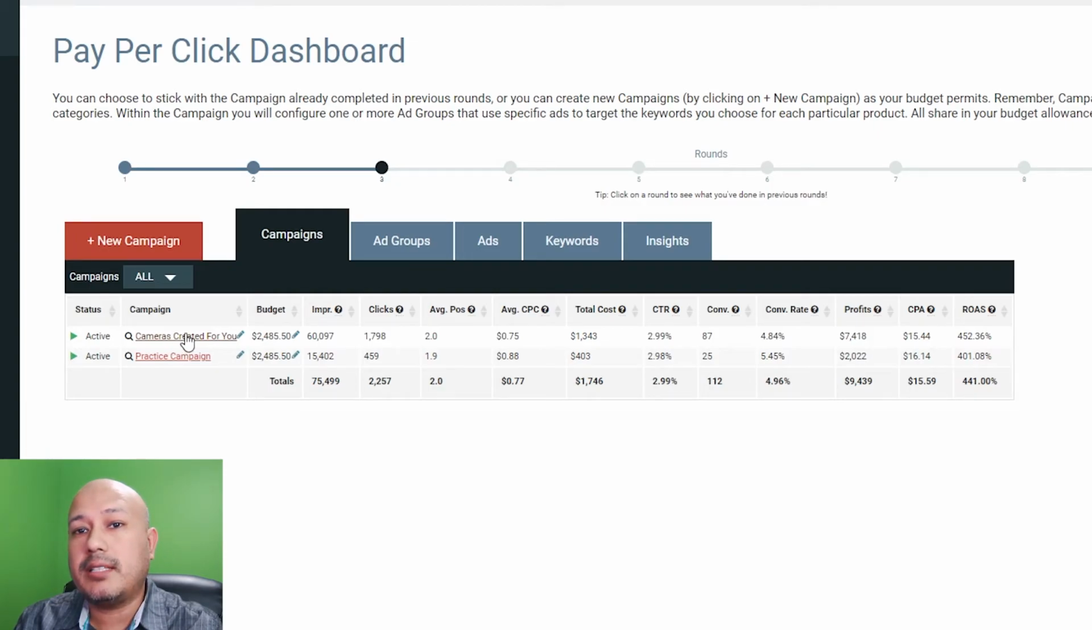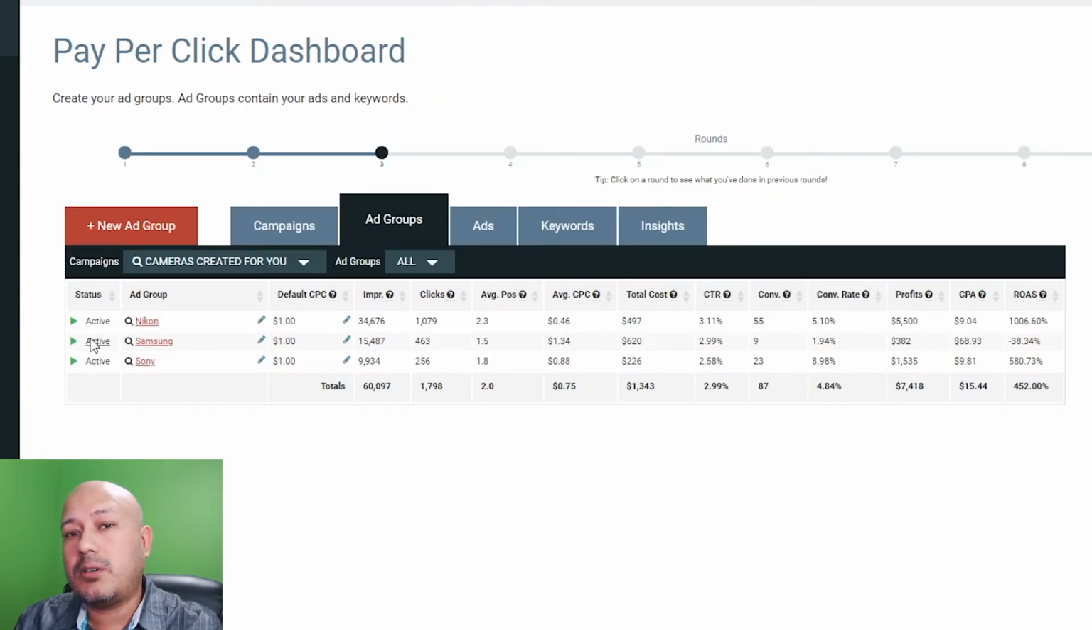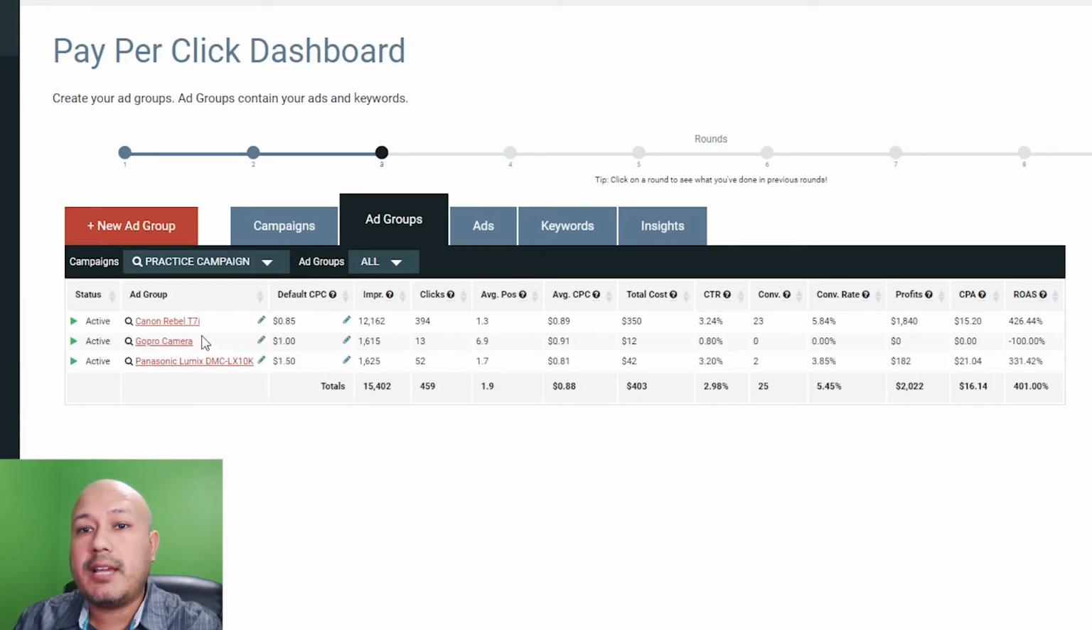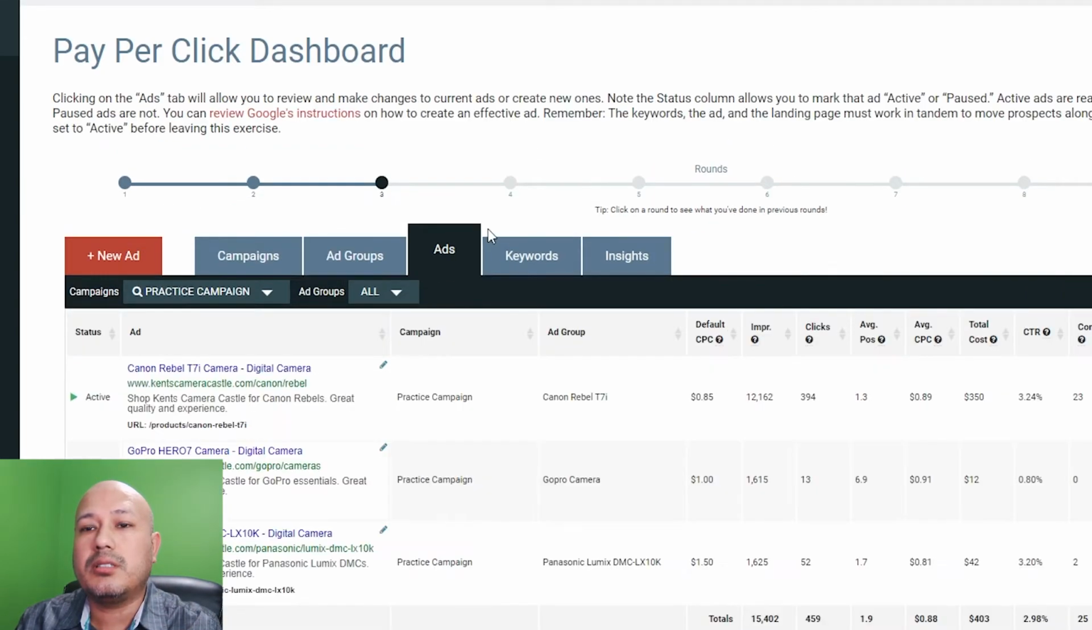So let's take a look at the campaigns. Here we see that all the campaigns are active. For the first campaign, Nikon, Samsung and Sony cameras are being sold. For the second campaign, Canon Rebel T7, GoPro and Panasonic Lumix are being sold. So till now the student has 2 campaigns and then 3 ad groups for each of those campaigns, which is following the requirements perfectly. Now we see that there are 3 advertisements for the practice campaign. As we said, there are 2 campaigns. The practice campaign has 3 ad groups running, and within those 3 ad groups are these 3 ads.